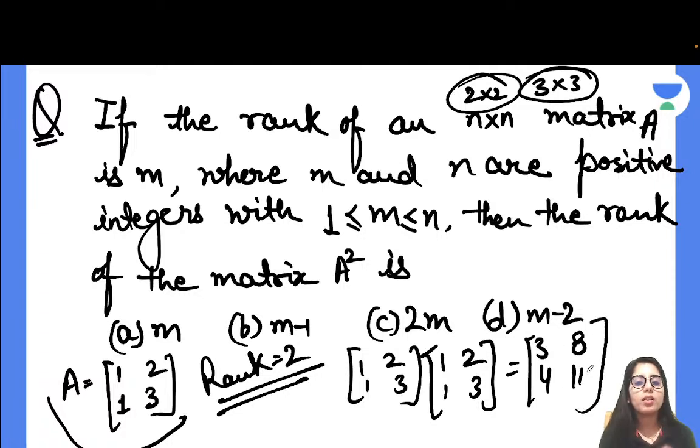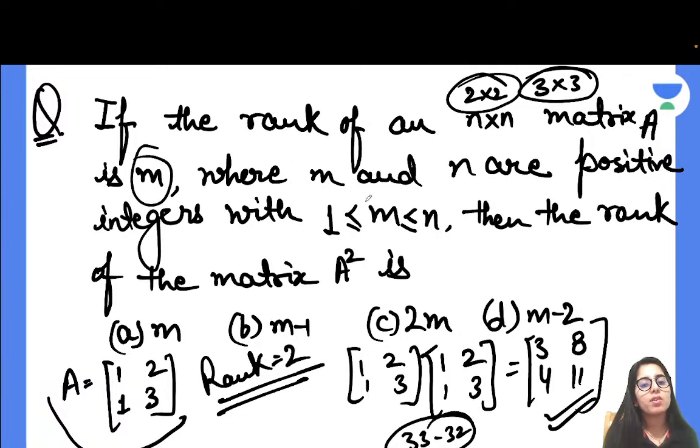So now check out the determinant of this new matrix, which is for the A square. It will be 33 minus 32, right? Which is again going to be non-zero. Clear? So which means its rank is 2. Whatever rank we had for the A matrix, the same rank we are having for the A square matrix. So in the question they have given that the rank of A matrix is M. So what will be for A square? It should be M as well.